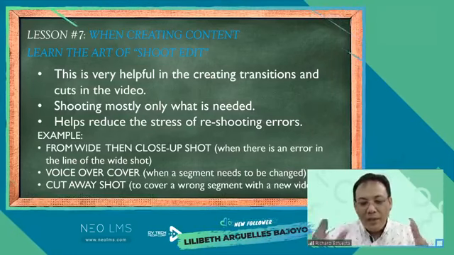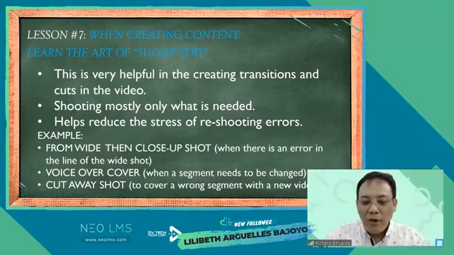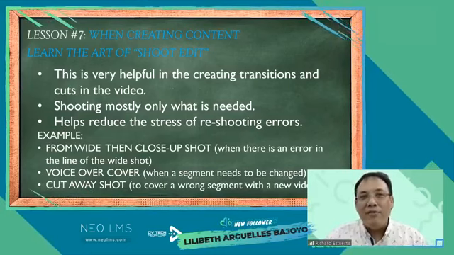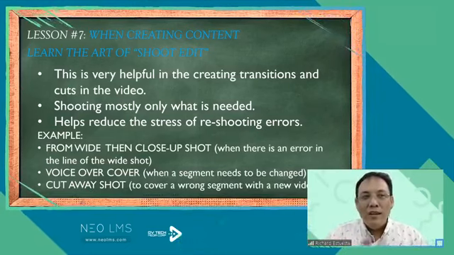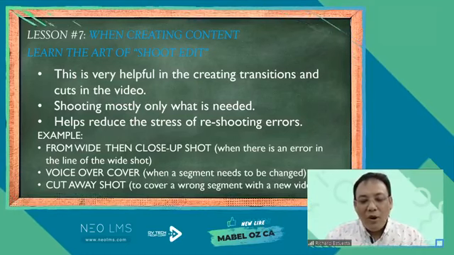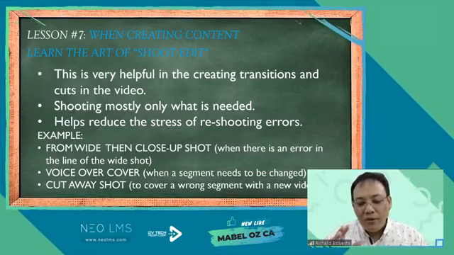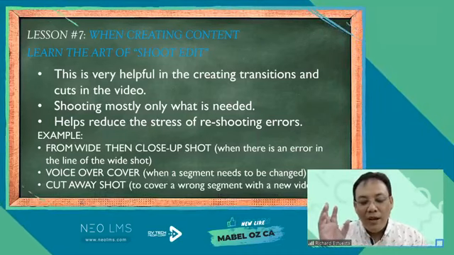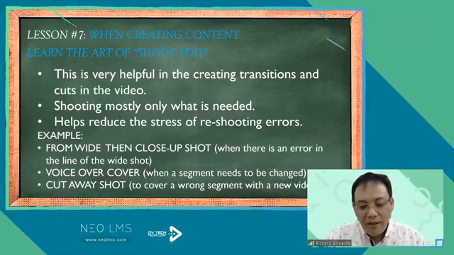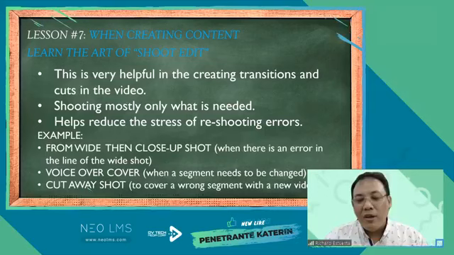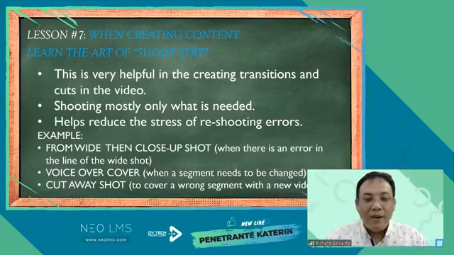From wide, you can always make it the close-up. You can always cover the elements with a voiceover. You don't have to reshoot everything. If you feel that there's something that was wrong in the lesson, you can actually just cover it with voiceover or cutaway shots. If you're going on a show and tell, instead of you holding it and you made an error, just take a shot of the object and use that as a way to cover the part where you had that error.